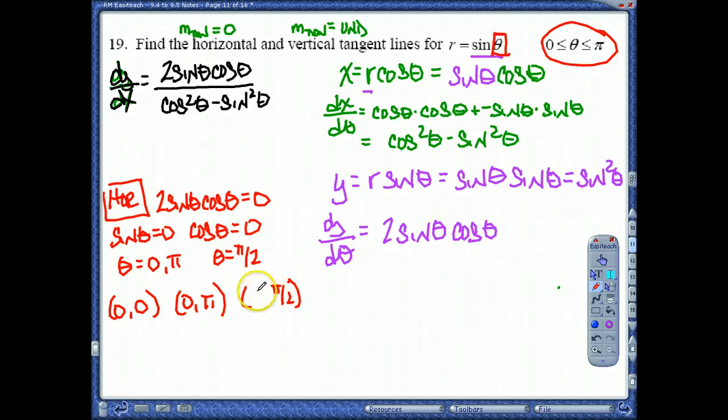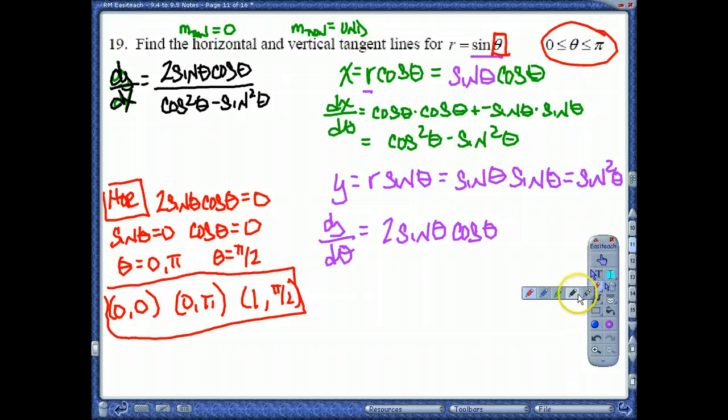The sine of pi over 2 is 1. So these are the points where I have a horizontal tangent. Now I have to find out where I have a vertical tangent.